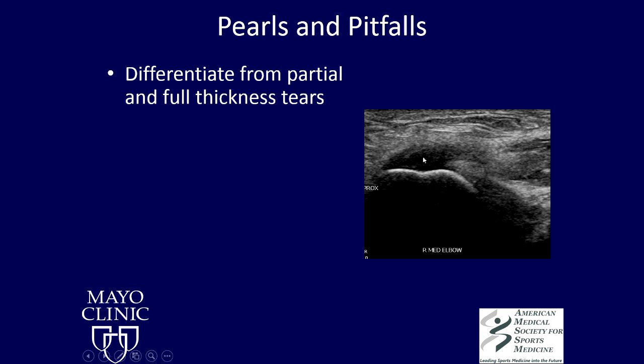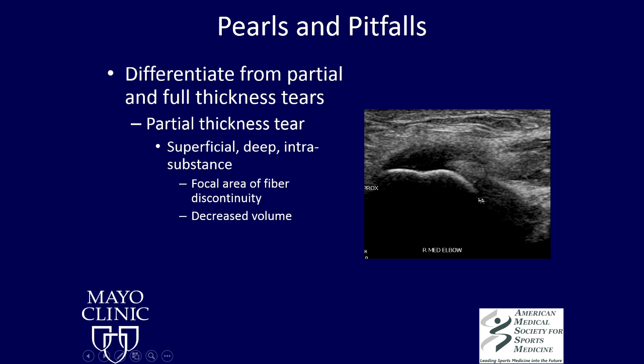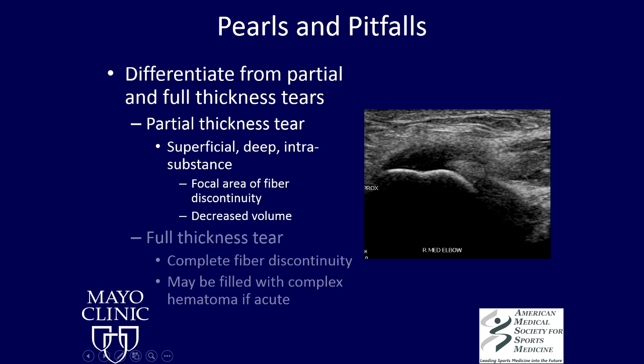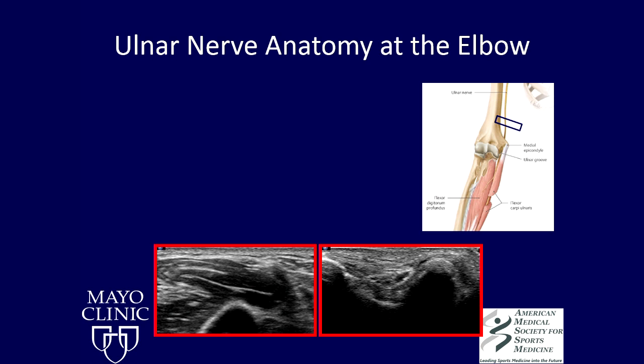Here is a partial thickness tear. Again, these can be superficial, intrasubstance, or deep, and they show focal areas of fiber discontinuity and decreased volume, whereas a full thickness tear shows complete disruption of the fibers from the superficial to the deep surface, and again, you can have a hematoma in the area if it's acute.